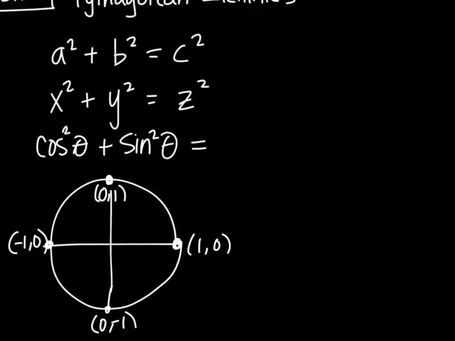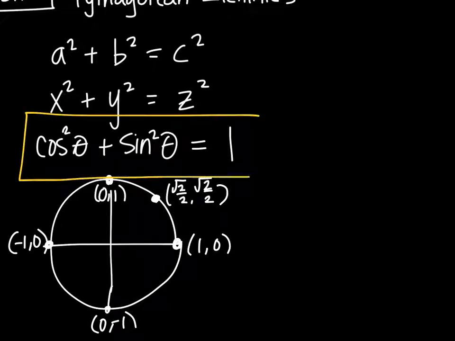Does it only work on those edge corners? Nope. What would you say that one is right there? Not 2, 2, but root 2 over 2, root 2 over 2. If you do cosine squared plus sine squared, it still works out to be 1. Doesn't matter what you pick. This is called the Pythagorean identity, and you have to memorize it. You need to know that cosine squared plus sine squared equals 1 all the time. It will never change.